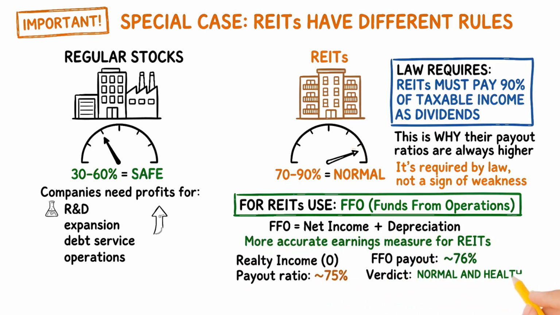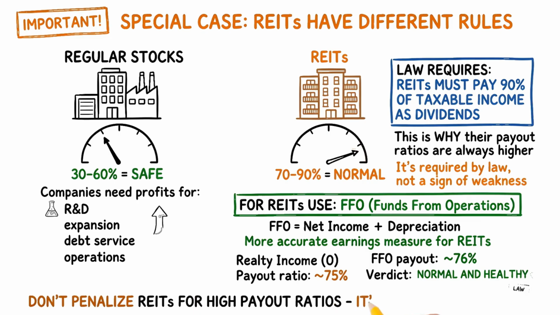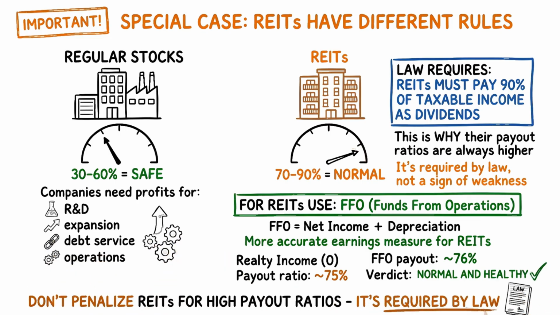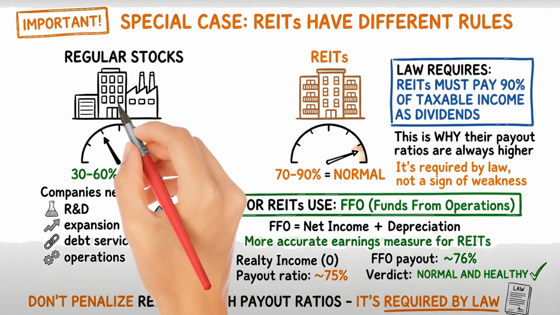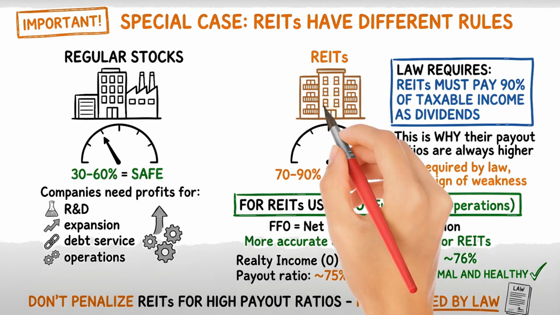For REITs, instead of looking at the standard payout ratio, look at the FFO payout ratio. FFO stands for Funds from Operations, which adds back depreciation to net income. It's a more accurate picture of REITs' earnings.